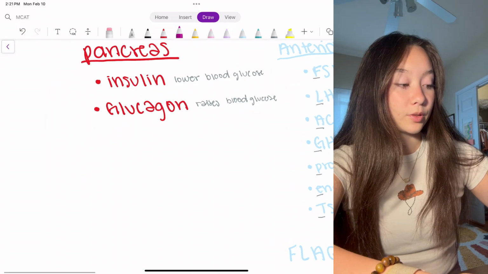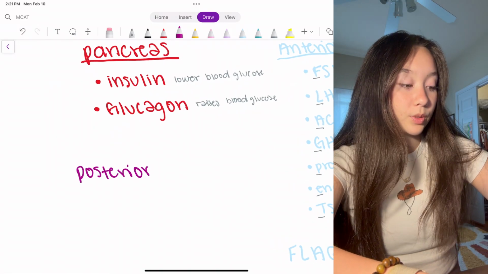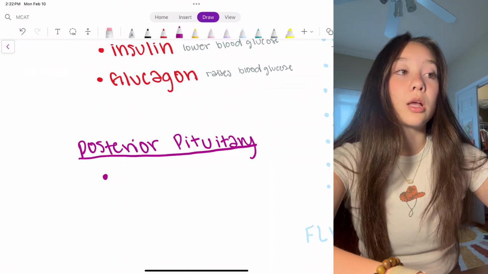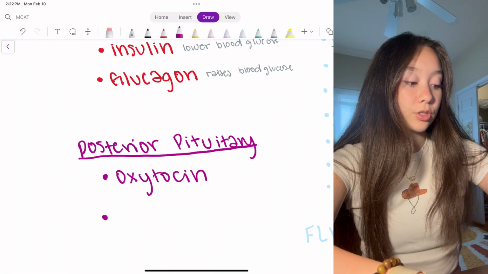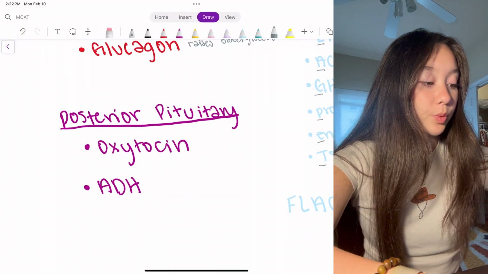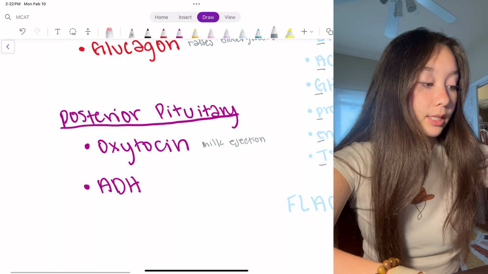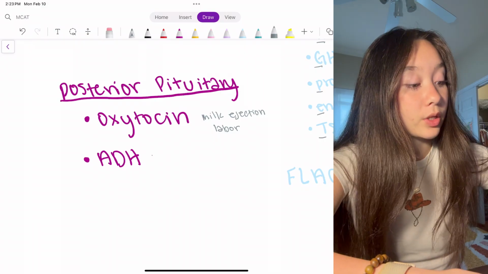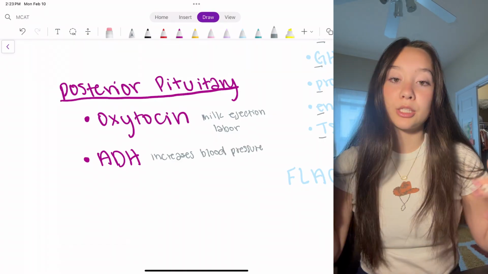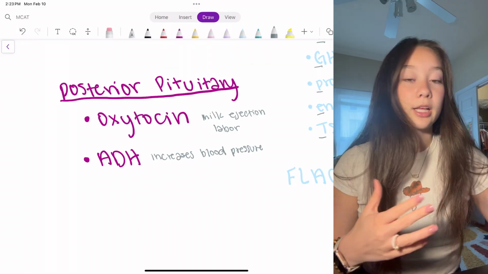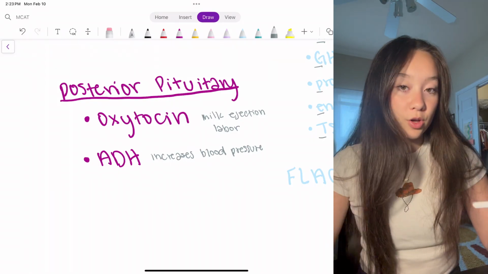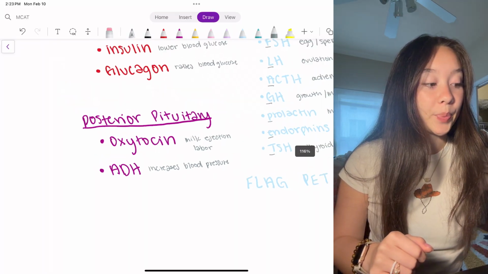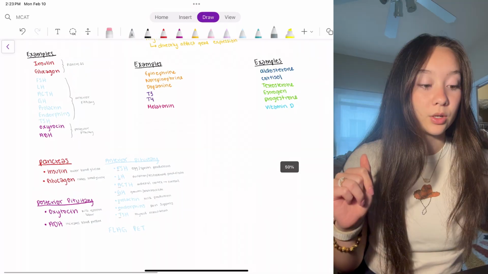Okay, so now let's move on to the posterior pituitary gland. I'm going to write this over here. So posterior pituitary. Okay, so the two main hormones for the posterior pituitary are oxytocin and ADH. Oxytocin has to do with milk ejection and labor, whereas ADH has to do with blood pressure. So it increases blood pressure, and it does this through water retention, the moving of ions for different pressures, and we can go over that later, but right now just know that ADH has to do with increased blood pressure.